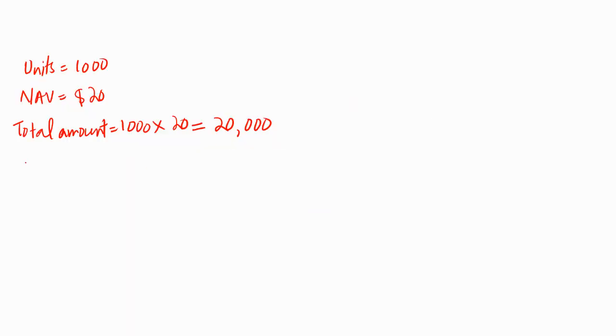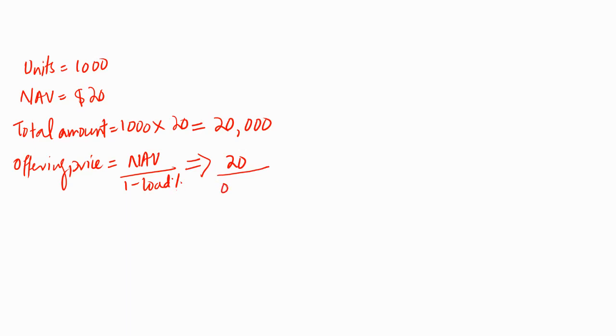So using the same formula that we discussed earlier, the offering price is equal to net asset value divided by 1 minus load percentage. So that gives us the NAV, 20, over 1 minus load. If 4% is the front-end load, I can write 1 minus load to be 0.96, and that gives me a value of 20.83. This is the offering price per share.